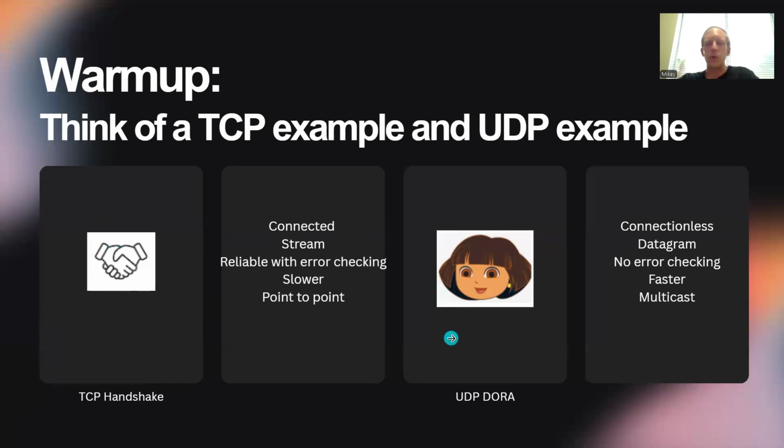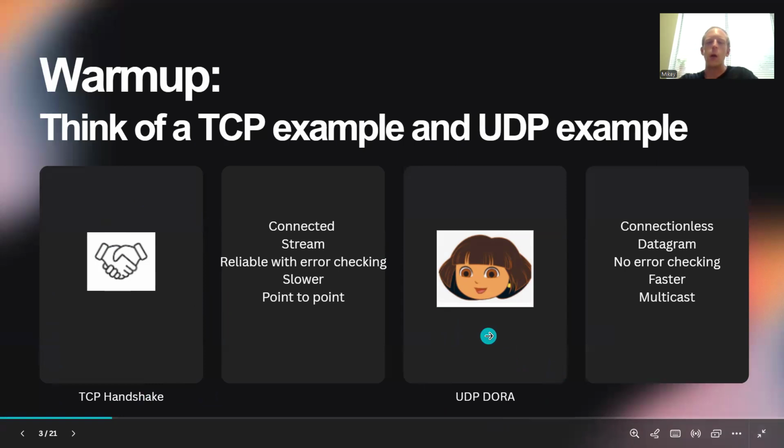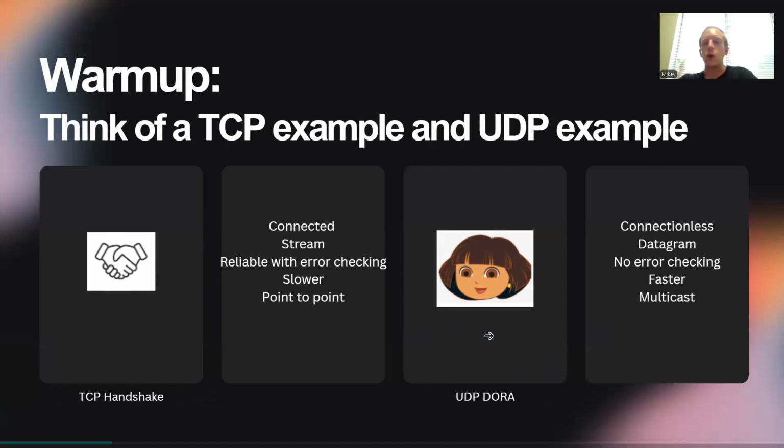Okay, for this example, we'll look at UDP DORA. For DHCP, we have DORA: Discover, Offer, Request, and Acknowledge. However, it doesn't stay connected forever. It's connectionless. It just connects for a second and then it's done. Instead of a stream, it uses a datagram. There's no error checking, so there's no way to know if it's successfully sent or not. If there's a problem, it just sends it again. It's fast. It's much faster, and it can multicast. It can go to multiple computers or multiple clients. It doesn't matter. It's not just for one.